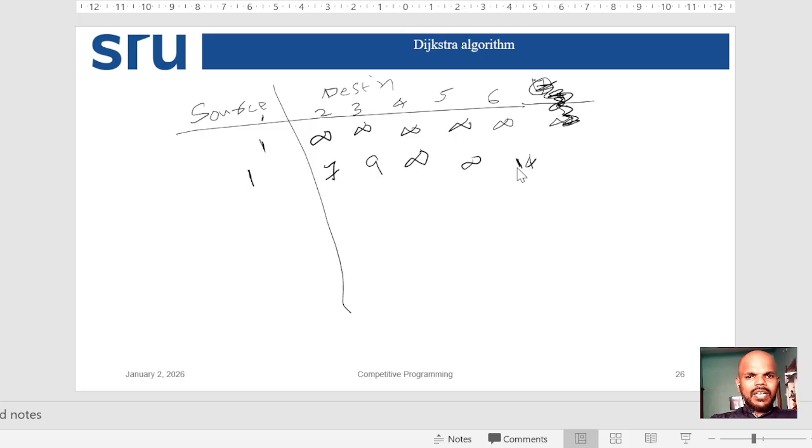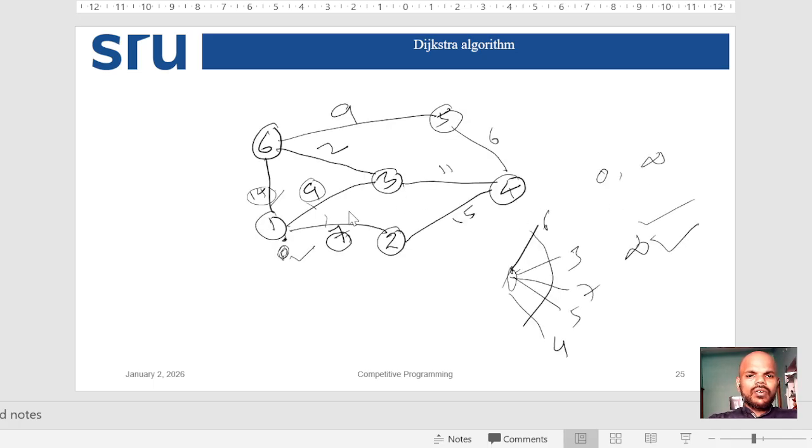So still it is 6 only. So I am starting 1 to 6. So 1 to 2 is a 7, you can see here. 1 to 2 is a 7, 1 to 3 is a 9, 1 to 6 is a 14, 1 to 5 I don't have, 1 to 4 I don't have direct connection. Connection is there but I don't have direct connection.